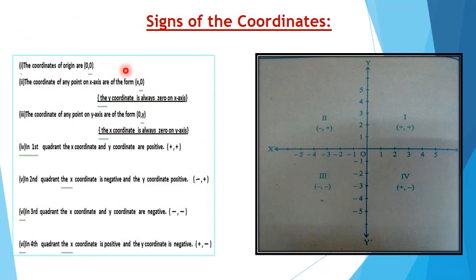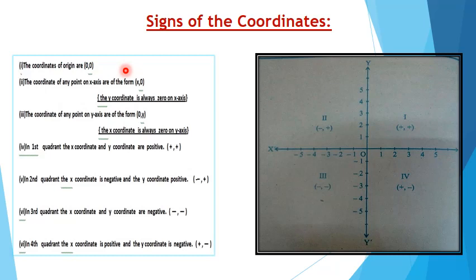Signs of the coordinates. The coordinates of origin are 0, 0. The coordinates of any point on x-axis are of the form x comma 0. The y-coordinate is always 0 on x-axis. The coordinates of any point on y-axis are of the form 0 comma y. The x-coordinate is always 0 on y-axis.